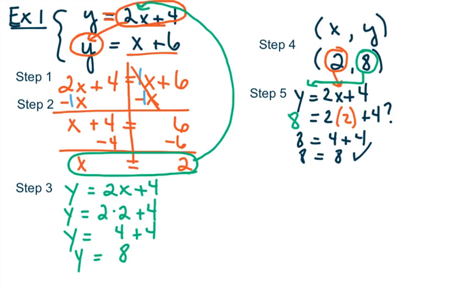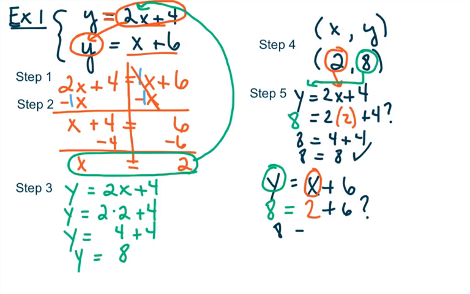Now we have to plug it into the second equation. The second equation was y equals x plus 6. So we take our 2 and plug it in for the x. We take our 8, and we plug it in for our y. So we're going to have 8 equals 2 plus 6, and we want to know if that's a true statement. So 8 does equal 8, so that works there. That step 5 again is the guarantee that my answer in step 4 was right. So the point (2, 8) is the correct answer.